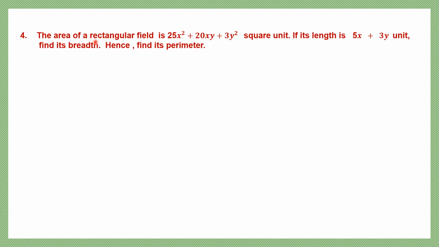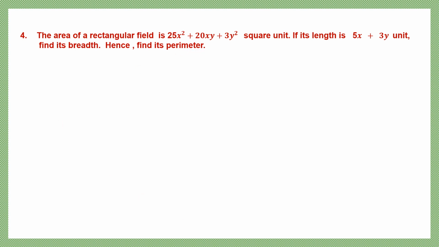Question 4. The area of a rectangular field is given to us in square units. The length is given to us and we have to find the breadth. So this is just like the previous question where area was given, length was given and we found the breadth. Here after finding the breadth, you must find the perimeter. Without the breadth, we will not be able to find it. That's why once you find the breadth, you can find the perimeter.